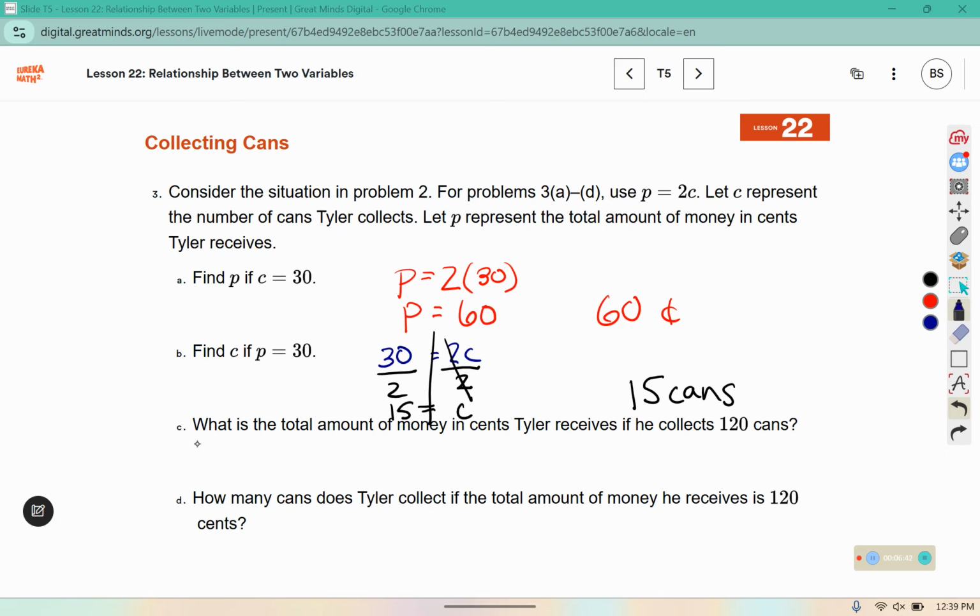The next one says, what is the total amount of money in cents he receives if he collects 120 cans? Well, the cans is the C. So we're replacing the C in the equation with the number 120. 2 times 120 is 240 cents.